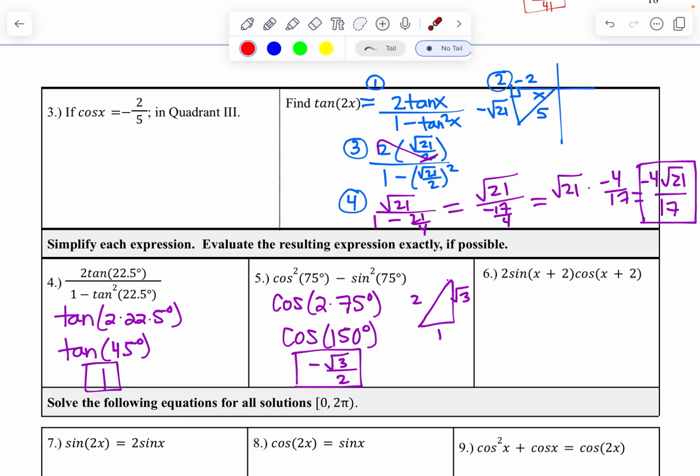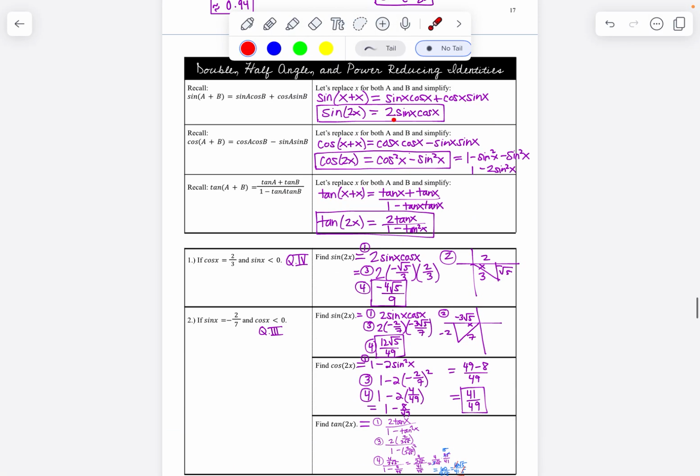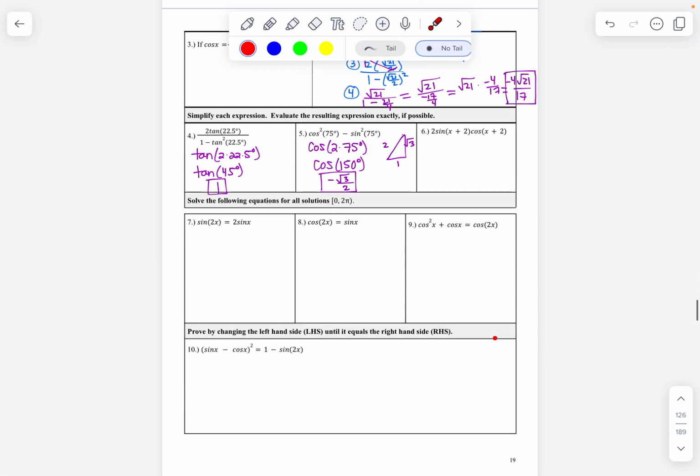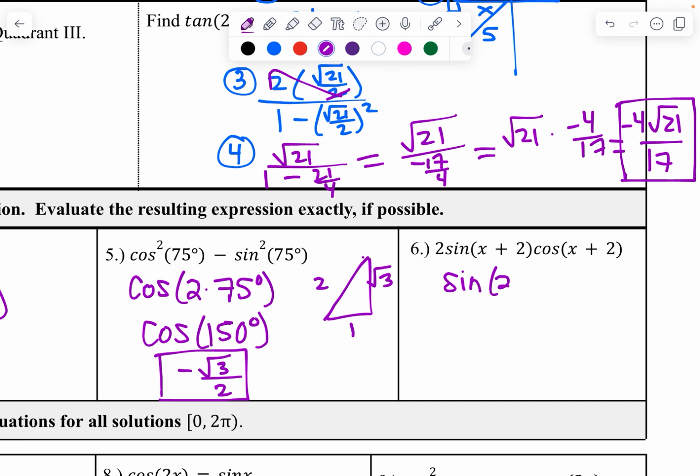All right, so this is our sine formula. If we go back to sine of x, cosine of x, so x in this case is x plus 2. So we're going to have the sine of 2 times x plus 2. And so we will have the sine of 2x plus 4, which we can't evaluate because we don't know what x is.